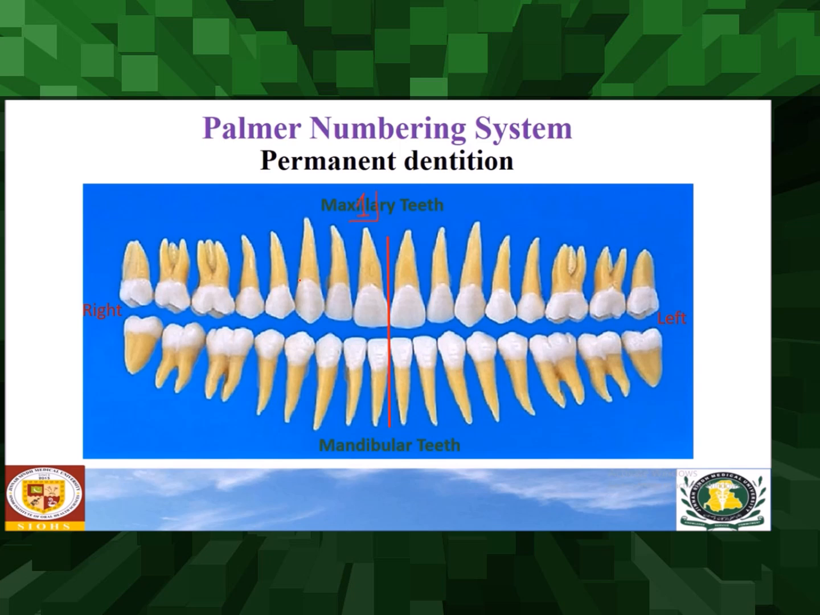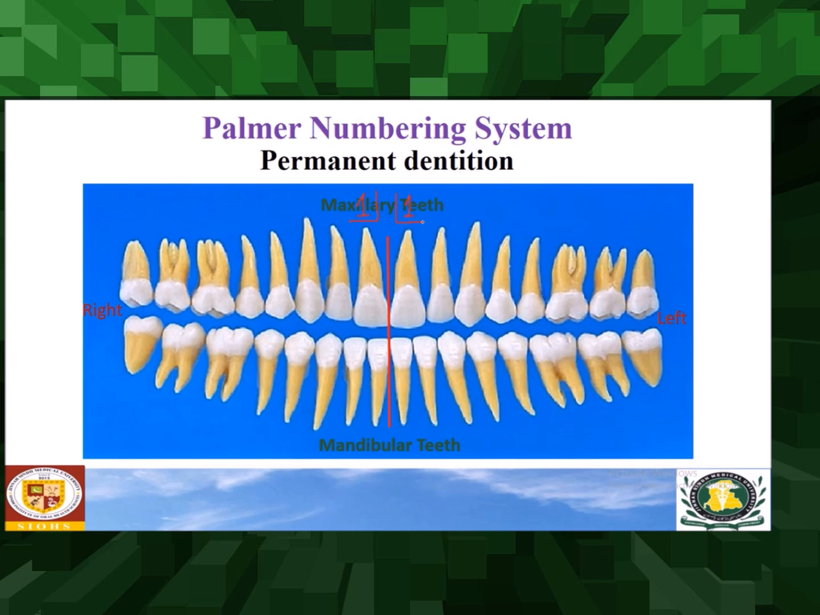Now the left central incisor. This tooth is the left maxillary central incisor, and we number it as 1 because the numbers start from the midline. Now, in order to distinguish it from the right side, we draw this symbol that indicates that it is the maxillary central incisor of the left side.